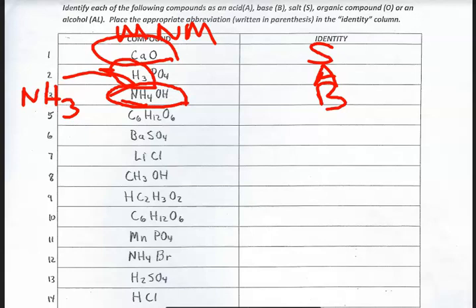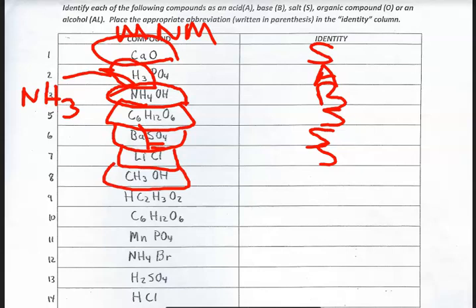For number 5, this should look familiar. This is glucose, and this is a sugar. For BaSO4, I have a metal again in barium and SO4 polyatomic. This is going to be a salt. Lithium chloride, metal, non-metal, salt. CH3OH. Oh, now I have carbons and hydrogens and OH. This is an organic compound, better known as an alcohol.